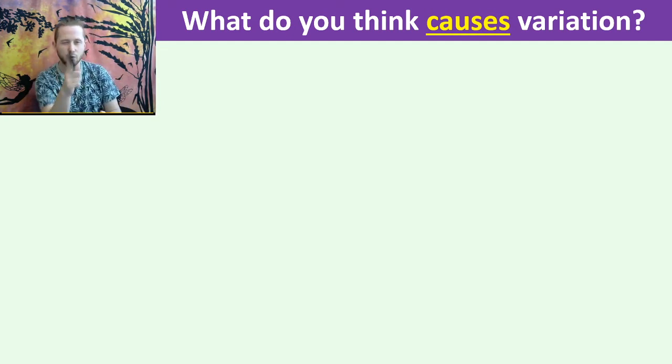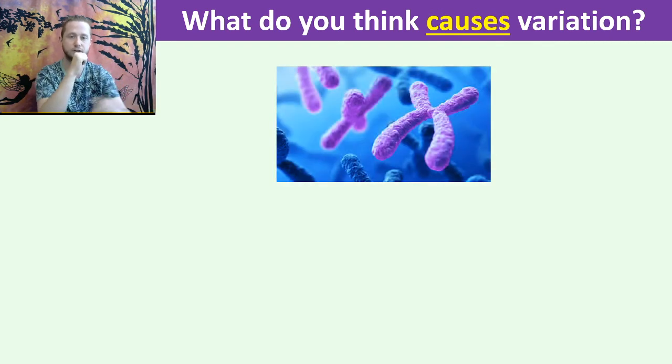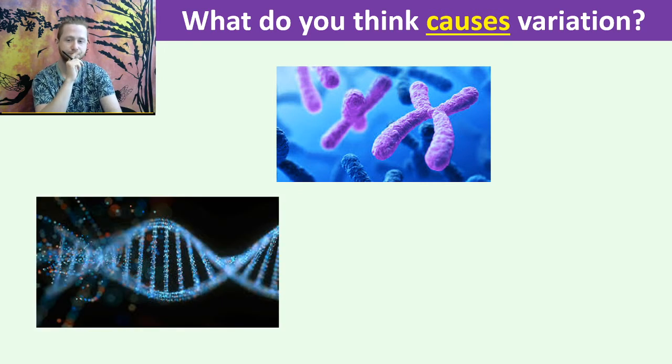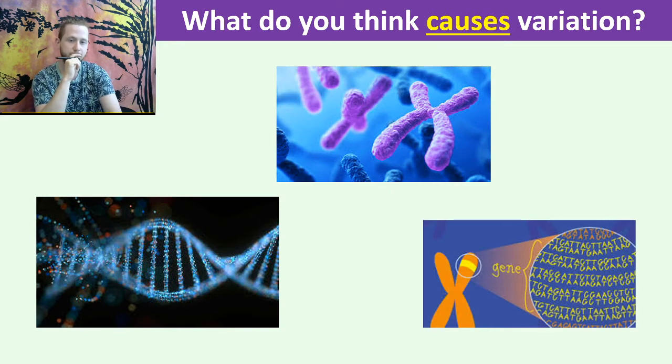But what causes variation that you get from your parents? The stuff you're born with, like your eye colour and your hair colour, how does that change you? Well, I'm going to show you three pictures and I'd like you to have a think. Here's my first picture. I wonder if anyone knows what this is. Here's my second picture. I wonder if anyone's getting a bit closer. And here's my third picture. I wonder if these can help you.